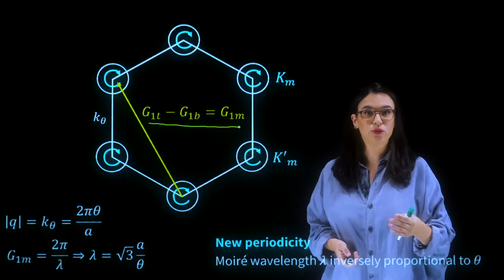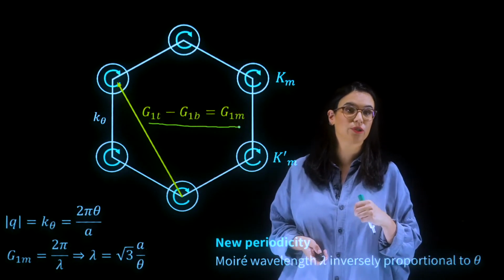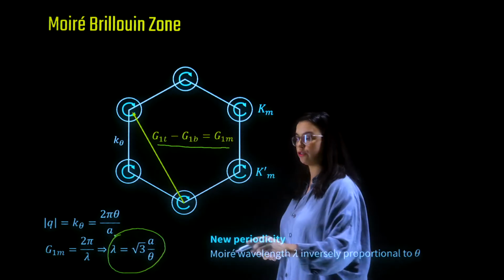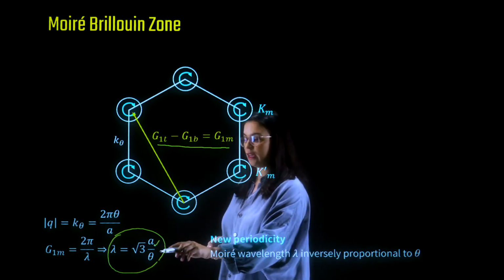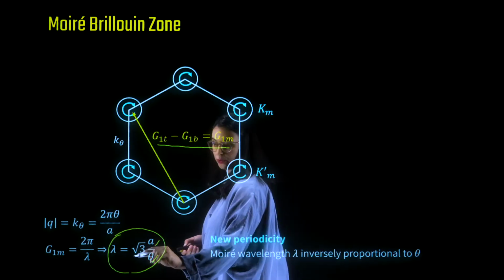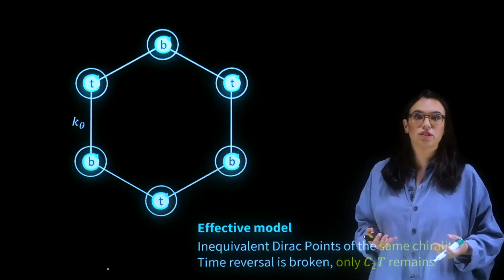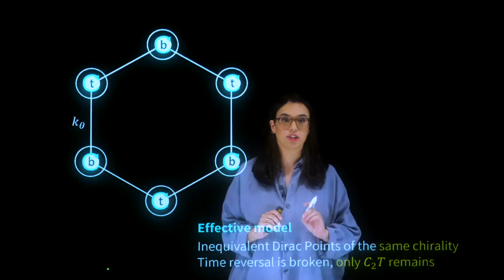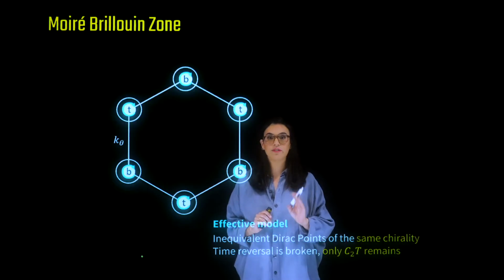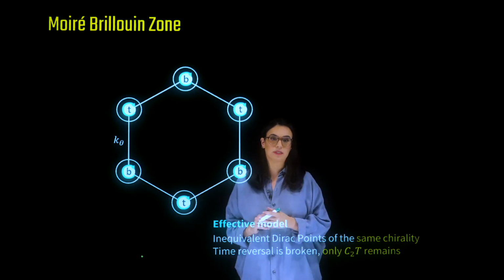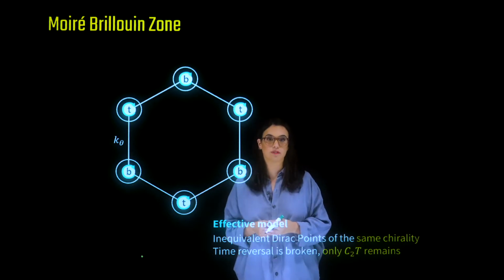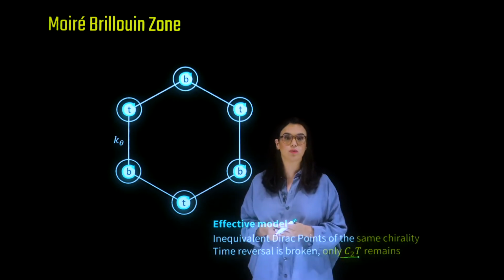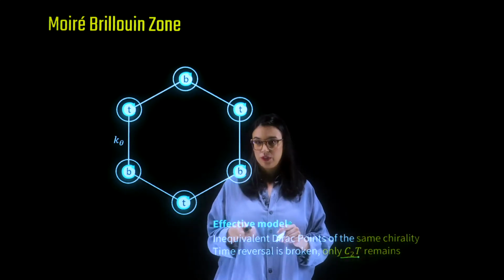Now we can compare the magnitude of Gm, which is going to be inversely proportional to the Moiré length scale, and we can find that the Moiré length is going to be proportional to the original lattice vector a over theta, up to a geometric factor of square root of 3. So from these considerations, we see that the low energy of twisted bilayer graphene is quite similar to the low energy of original graphene, however with a very, very important difference. The Dirac points now have all the same chirality, and this means that explicitly we have broken time reversal symmetry. However, because it is local in momentum, C2T remains, and that is what is going to protect the vorticity of the Dirac points in this Brillouin zone.